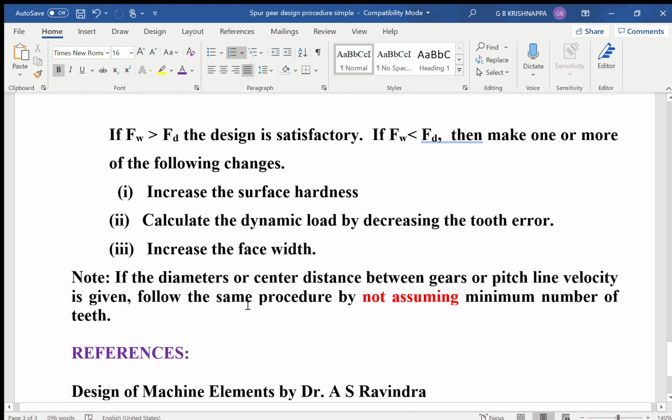If the pitch diameters of pinion and gear, or center distance between pinion and gear, or pitch line velocity is given, you are not supposed to assume minimum number of teeth. In that case, follow the same procedure by not assuming minimum number of teeth.